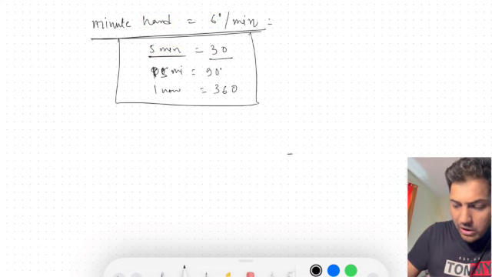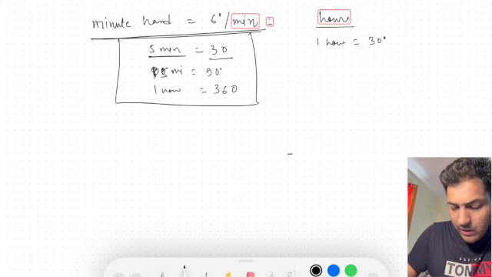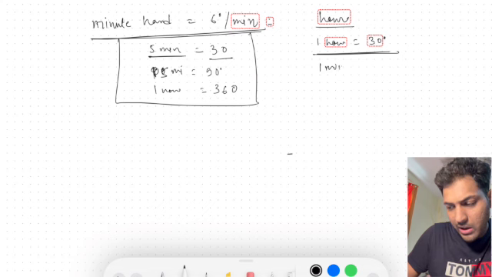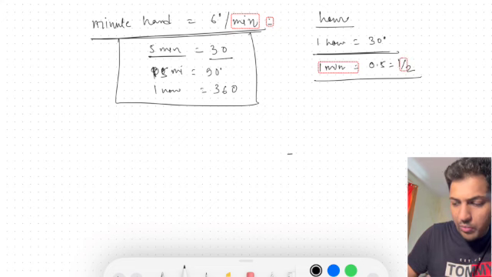Now if I talk about the hour hand, 1 hour is 30 degrees, and with respect to the hour hand, 1 minute is equal to 0.5 degree, or half a degree. This was the speed of movement of both.